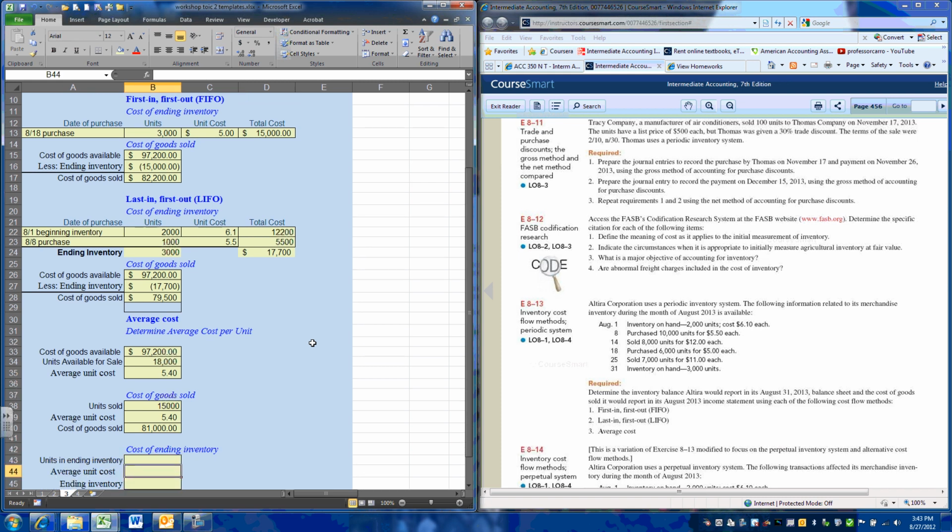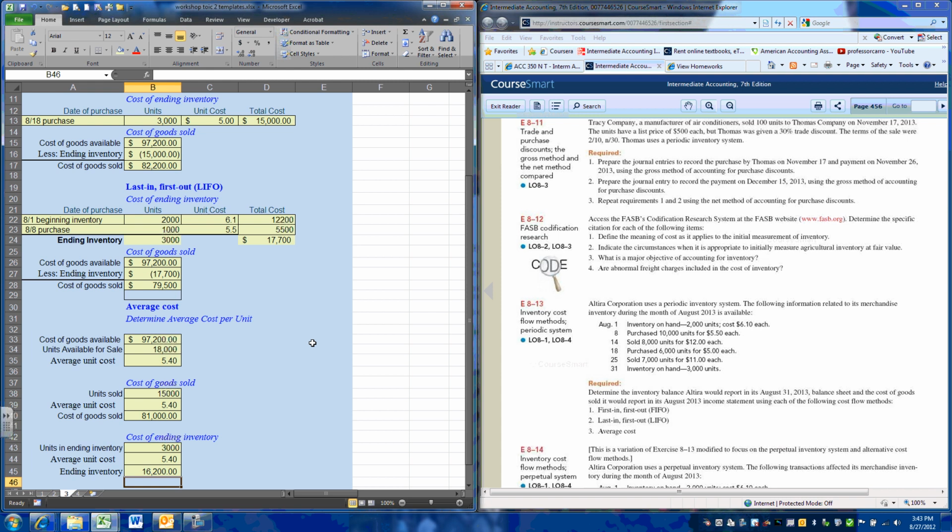Finally, we have to put a value on our ending inventory. We said we had 3,000 units in our ending inventory. We're going to use that same average unit cost of $5.40, and our valuation of ending inventory using the average cost method is $16,200.